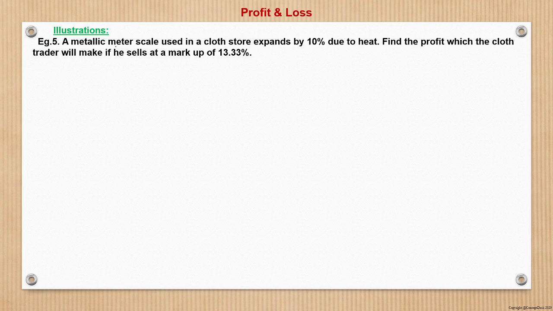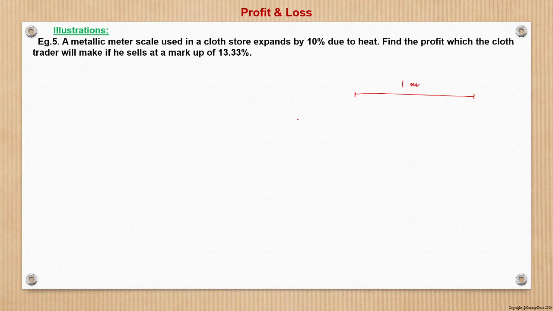Question says a metallic meter scale used in a cloth store expands by 10% due to heat. Find the profit which the cloth trader will make if he sells at a markup of 13.33%. So let us see this question. So suppose this is a meter scale. Meter scale means the original length is 1 meter, right?